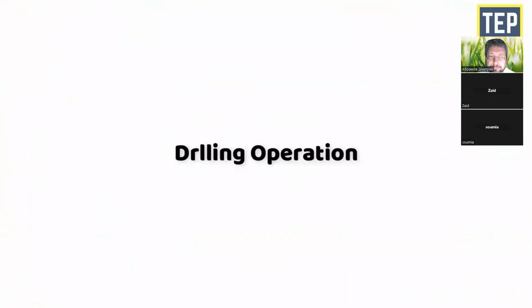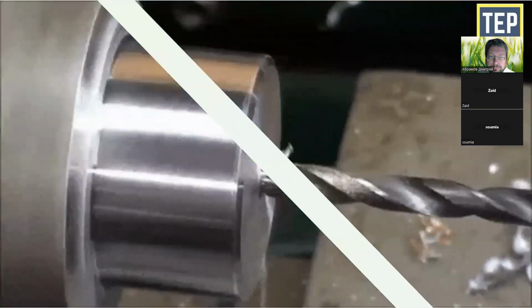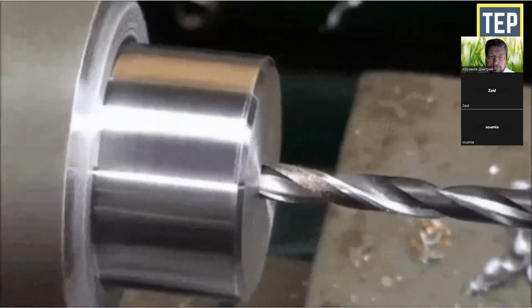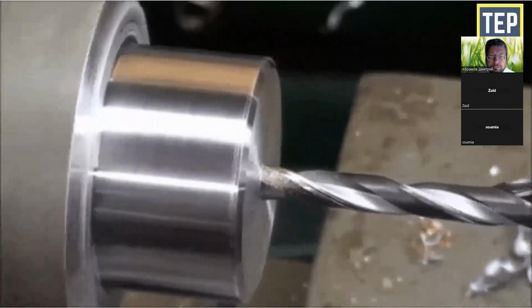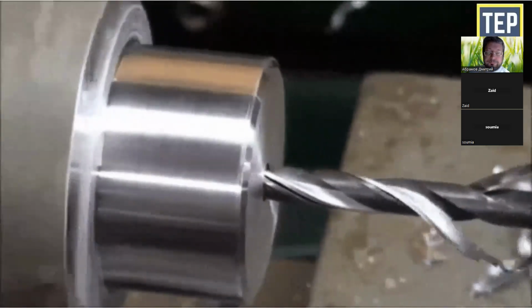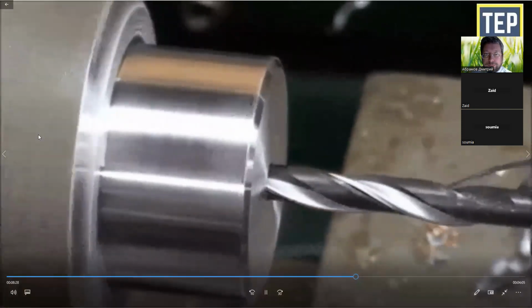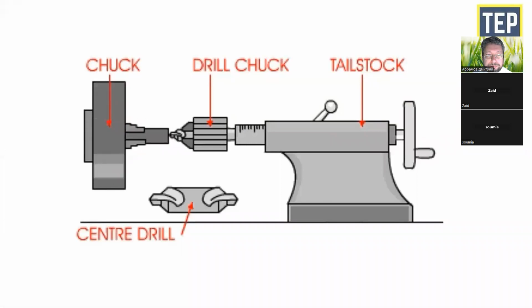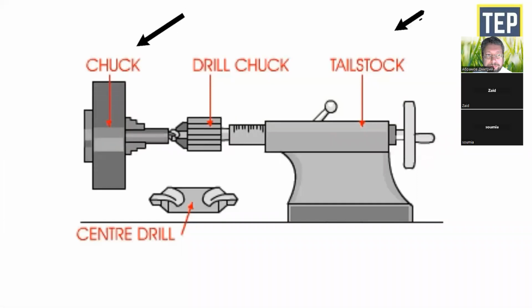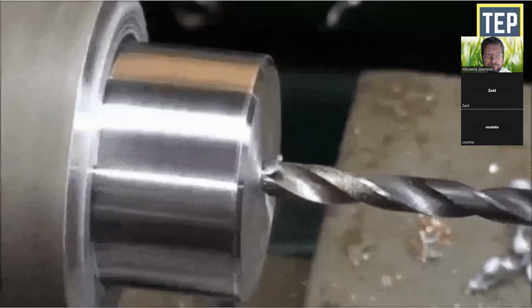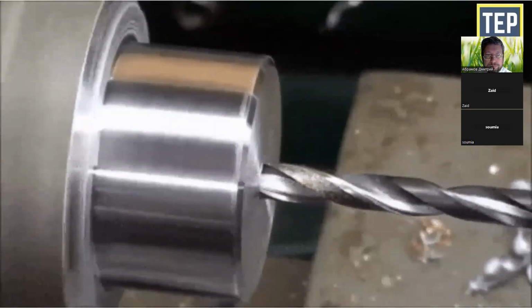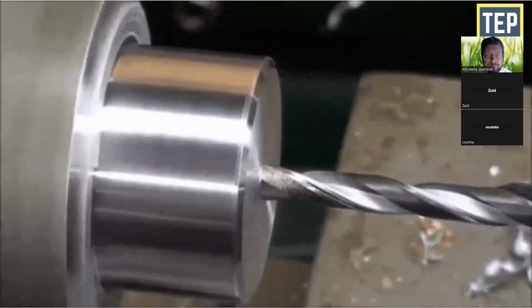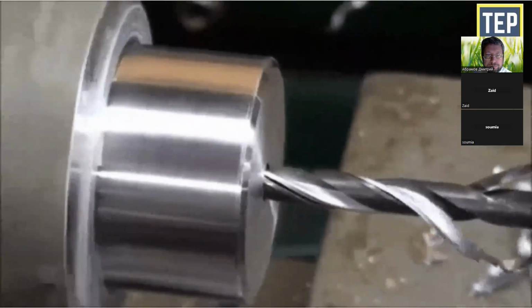Now let's take a look at the drilling operation. Drilling is the operation of producing a cylindrical hole in a workpiece. It is done by a rotating tool, the rotating cutter known as a drill. In this operation, the workpiece is revolving in a chuck or a faceplate, and the drill is held in the tailstock, drill holder, or drill chuck. The feeding is effected by the movement of the tailstock spindle. This method is adopted for the drilling of regular shaped workpieces.